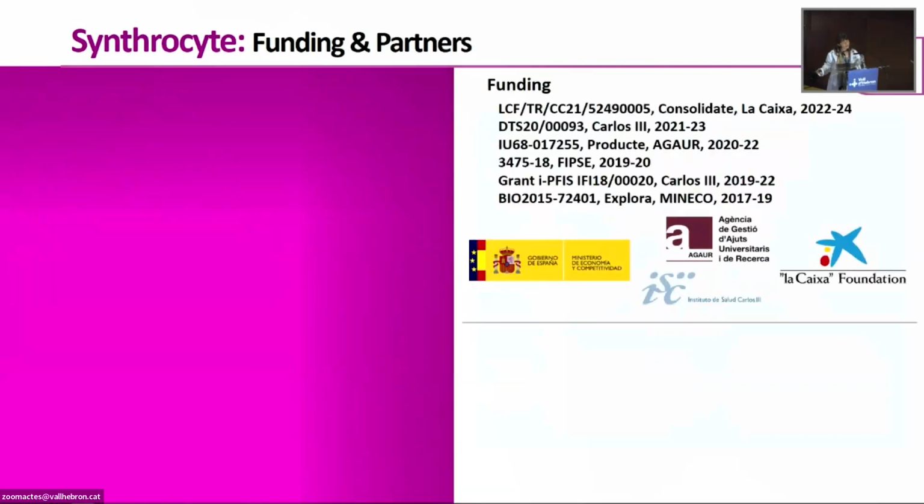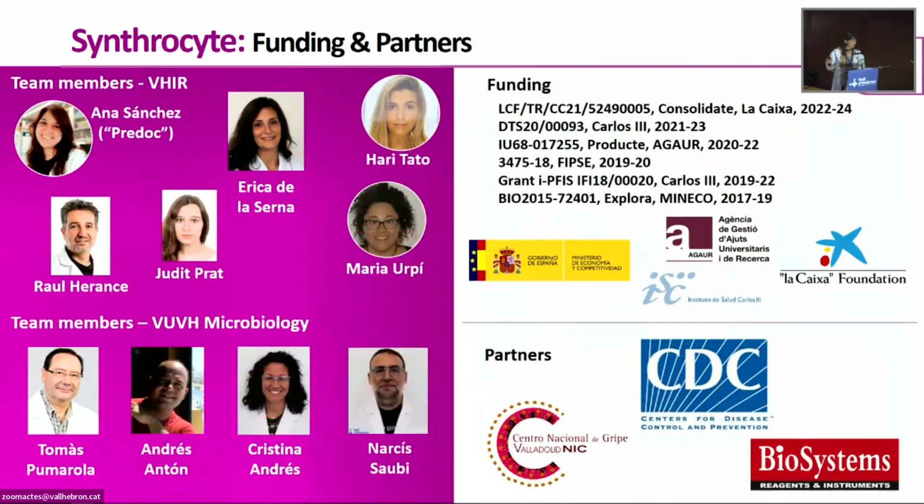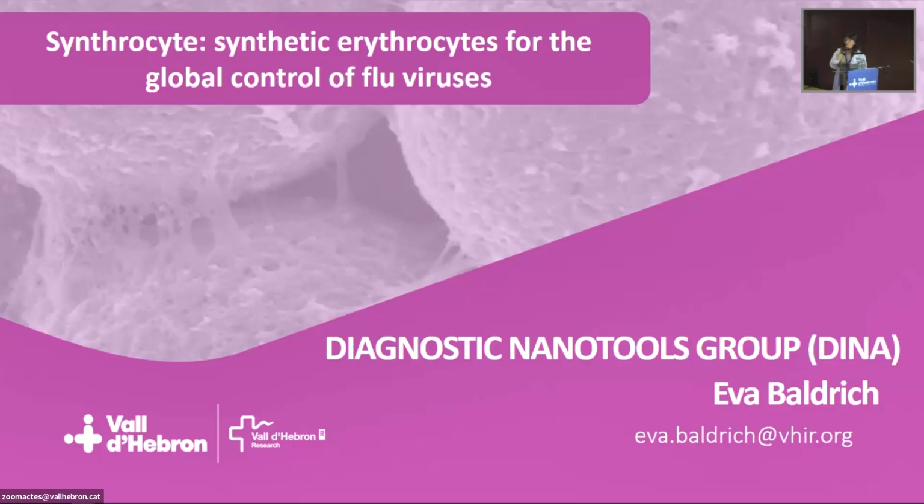This project has got continuous funding from 2018. We have been working for 6 years now, and we have got many, many people involved. Most of the team members have passed by this project. We have also the microbiology department involved. We have 2 of the centers of the national influenza network, the one in Valladolid and the CDC in Atlanta. And we have also a company involved, Biosystems, which is helping us with the scaling up of this reagent. Thank you.